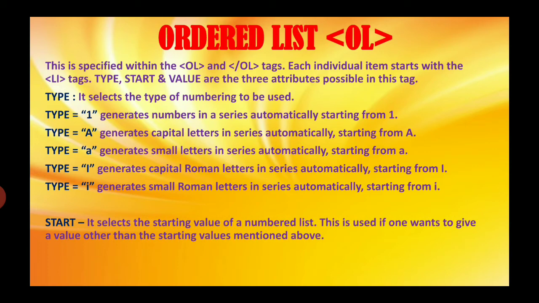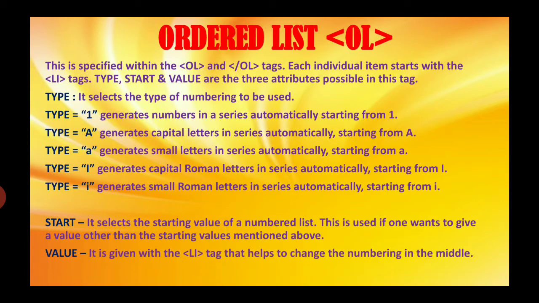Start selects the starting value of a numbered list. This is used if one wants to give a value other than the default starting value mentioned above. Suppose you don't want to start with 1, you want to start with 4, so you have to write start equals to 4. That means it will start from 4, 5, 6. Okay.